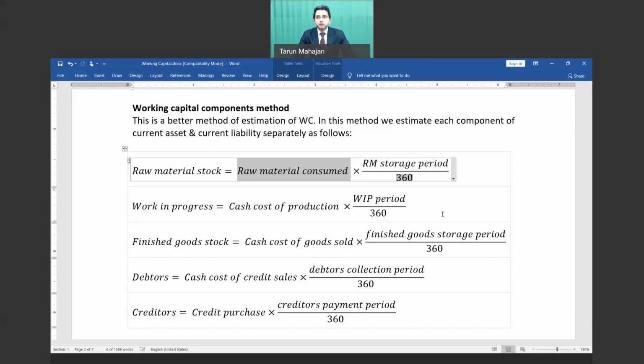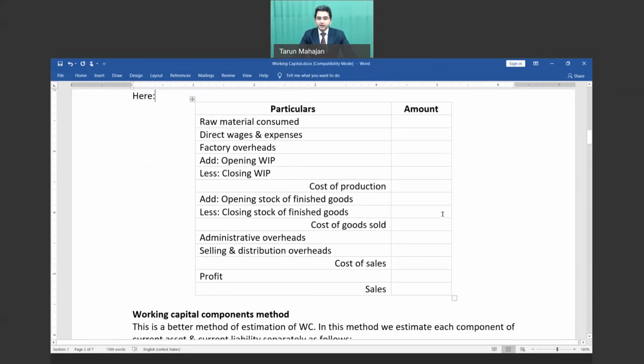Now suppose you decided to keep 40 days stock. So raw material consumption per day multiplied by 40 days will give you the stock of raw material. Annual figure divided by 360 is the per day figure. Per day figure multiplied by the number of days for which you want to keep stock will give you the amount of raw material. Now exactly the same logic will go with all other things, with a little change. Just look at this cost sheet again.